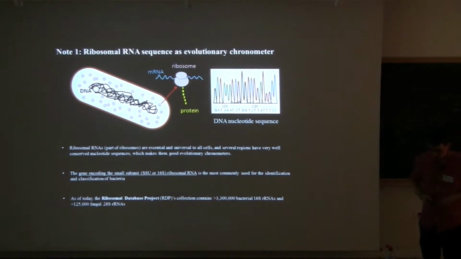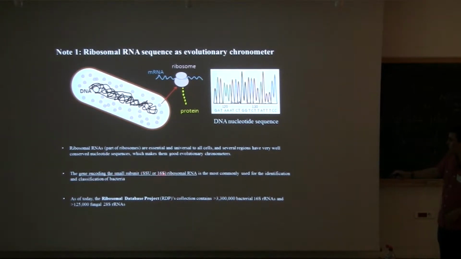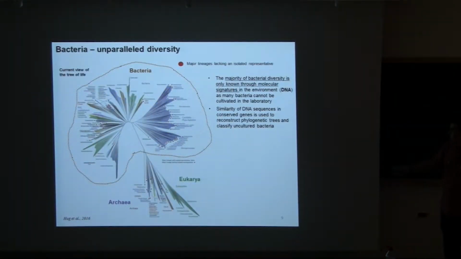If you start reading about soil microbiology, you will often see mentions of the so-called small subunit or 16S ribosomal RNA. This is the most commonly used for the classification of bacteria. And as of today, the Ribosomal Database Project, which is a freely available database, contains more than 3 million bacterial RNA sequences and more than 100,000 fungal sequences. So with this, you can just go out there, sequence the DNA from your soil, and try to match it to the database, and you can already get an idea of what you have, so you don't need to regrow everything. And with this information, you can also build complex trees.